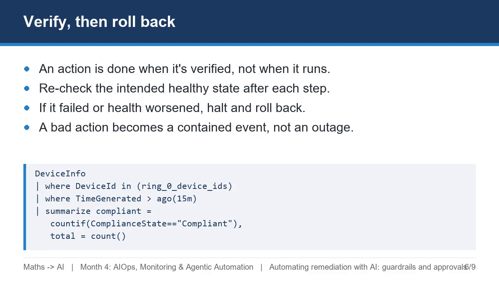An action isn't done when it runs, it's done when it's verified. After each step, recheck the intended healthy state. Here we requery compliance for ring 0 after pushing a config. If the compliant count doesn't equal the total, the pipeline stops, reverts the change, and flags a human. That verify then rollback loop is what turns a single bad action into a contained, self-correcting event instead of a spreading outage.